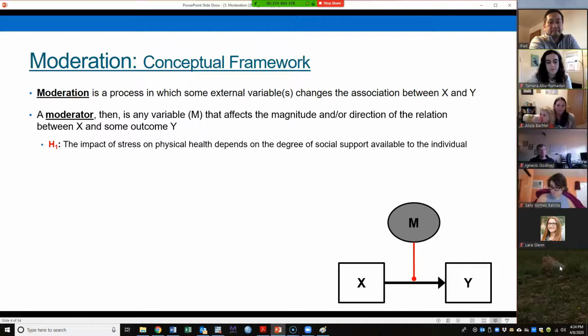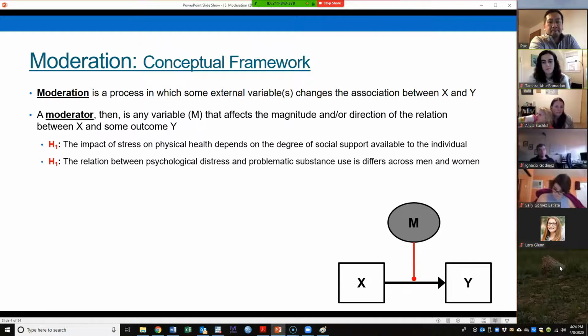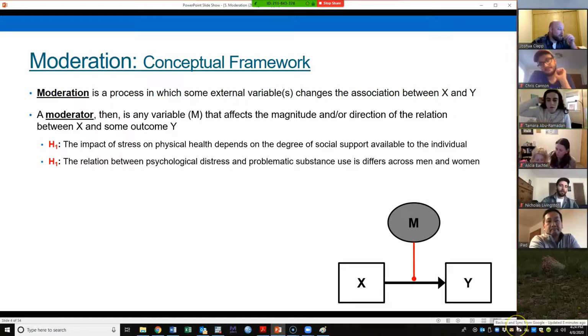And so what we're doing with this moderation analysis is looking at factors that are impacting the nature of that association, right? Same thing. We say the relation between psychological distress and problematic substance use differs across men and women. Nick, I guess I'll go back to you. What might be the moderating effect of sex on the relation between distress or negative affect and substance use?